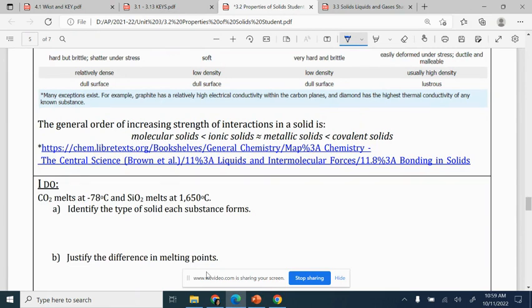All right. Identify the type of solid in each substance here. CO2 is what? Right? What type of solid, though? Molecular, because dry ice. And what is this guy? That's covalent network. Yes.